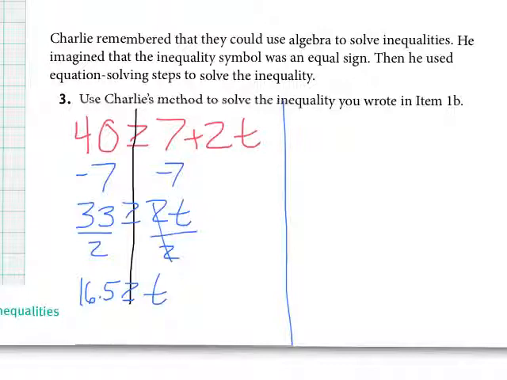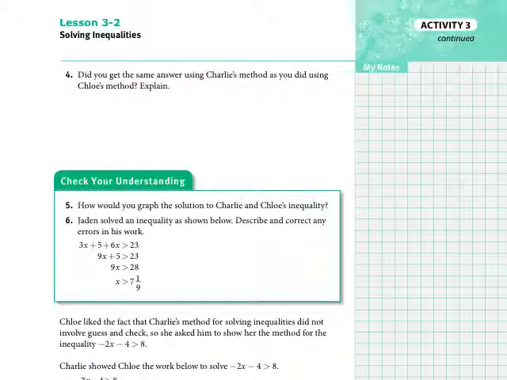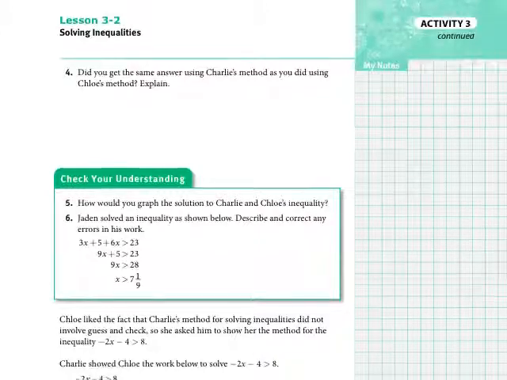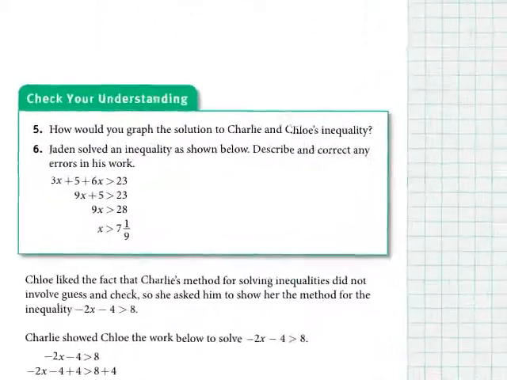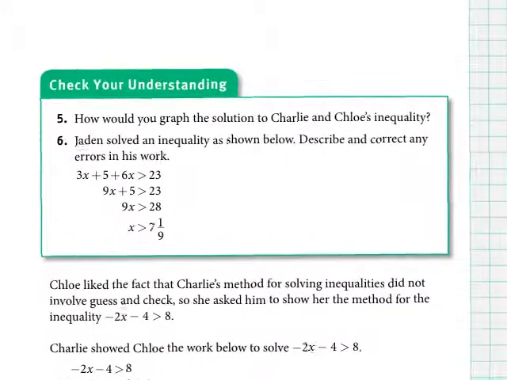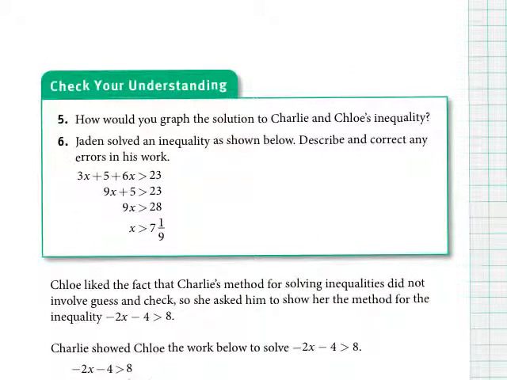All right, good. Let's flip over to the next page or scroll down or whatever you do. Okay, we're going to skip 4. I want you to do 5 and 6 together with your partners. Go ahead.